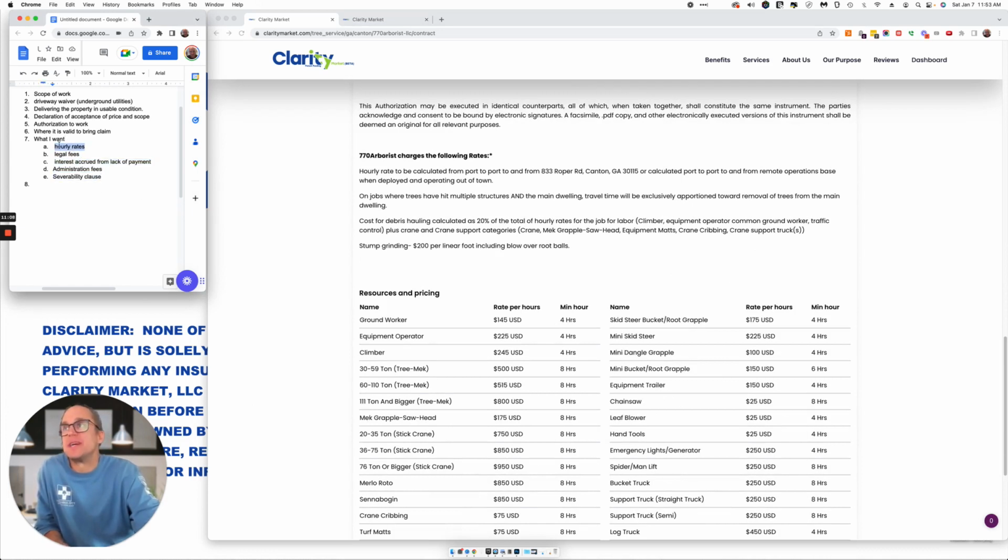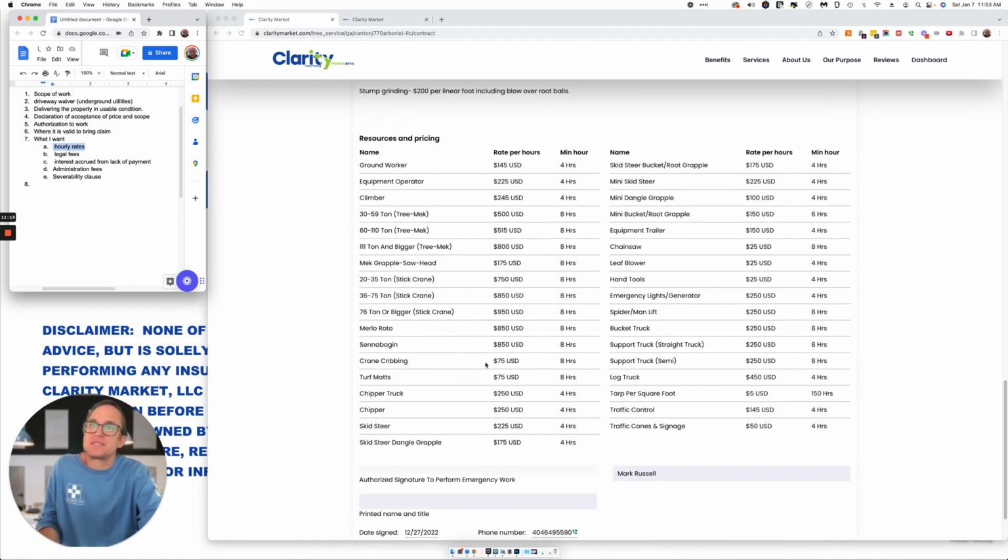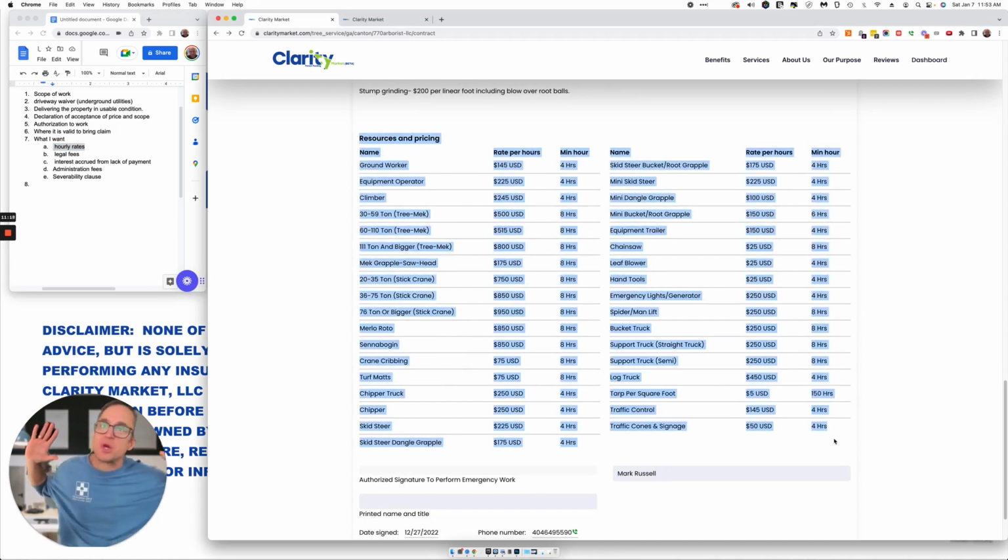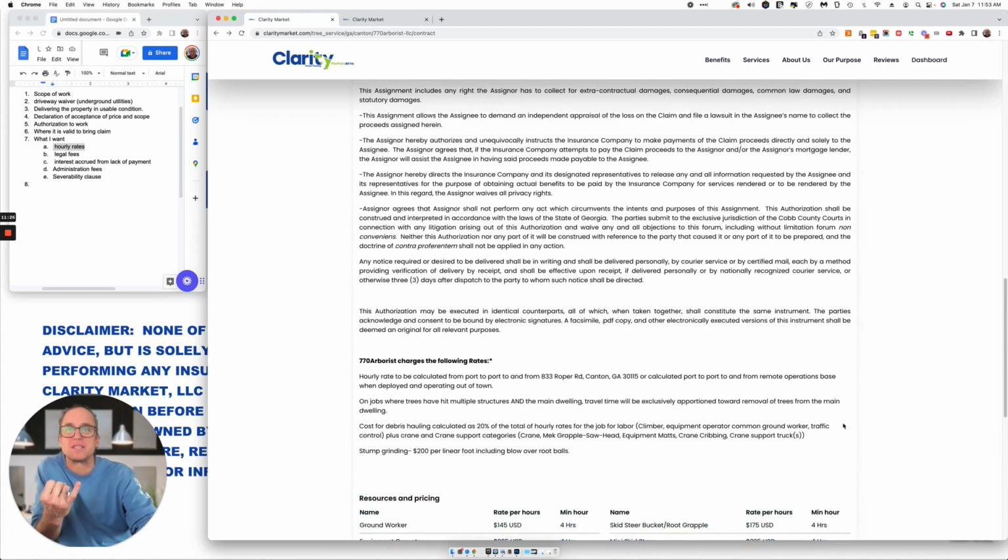Oh, hourly rates. That's already in there. You obviously know hourly rates are in there. And that's down here, on these resources. This is the big hurrah for Clarity Market. By the way, as a side note, guys, stump grinding is not on there yet. So you would need to put your pricing for stump grinding currently. For us, my stump grinding is listed out. Right now, stump grinding and debris hauling is not on there.